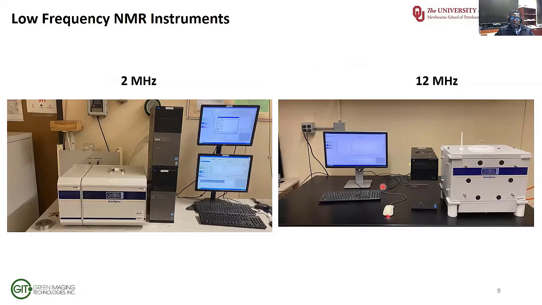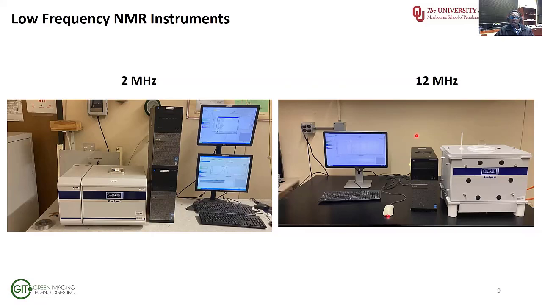These instruments, even though they operate at two different frequencies, are very, very similar in their daily operations. You really would not notice it in terms of how to run them. However, the 12 megahertz provides a significant advantage compared to the 2 megahertz in the sense that it can provide you with a much larger signal to noise ratio in a shorter amount of time.